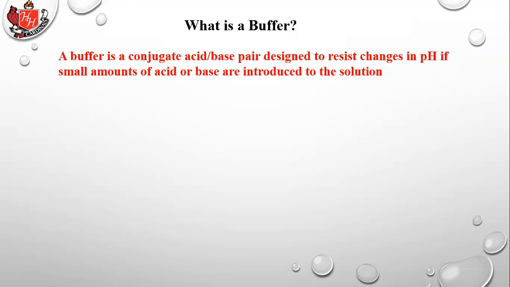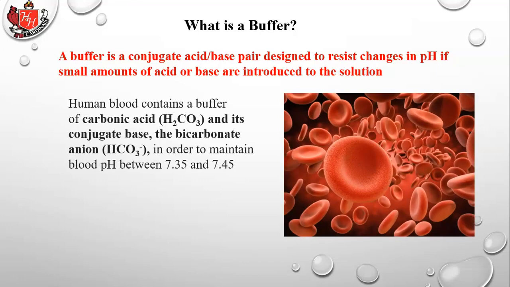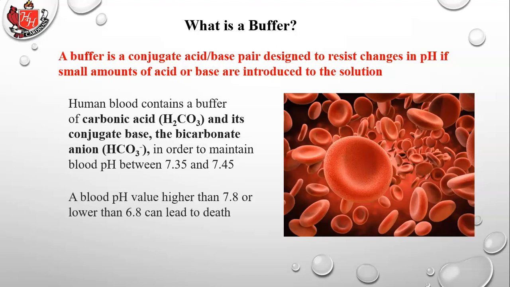So a very important example of a buffer is blood. Human blood contains a buffer, carbonic acid, and its conjugate base, the bicarbonate ion. And it does that in order to maintain a blood pH of between 7.35 and 7.45. A blood pH value higher than 7.8 or lower than 6.8 can lead to death.